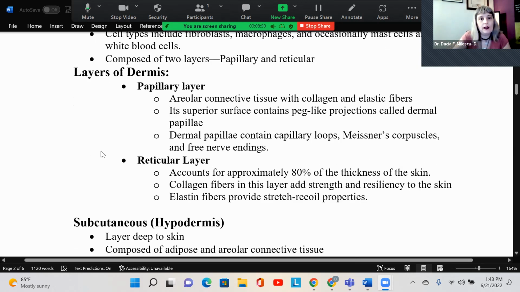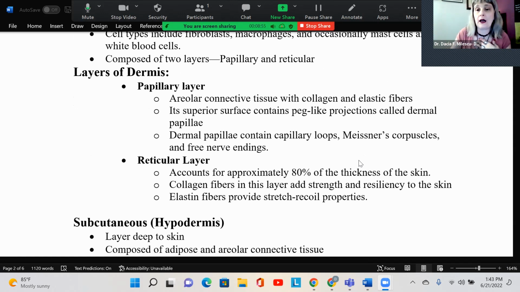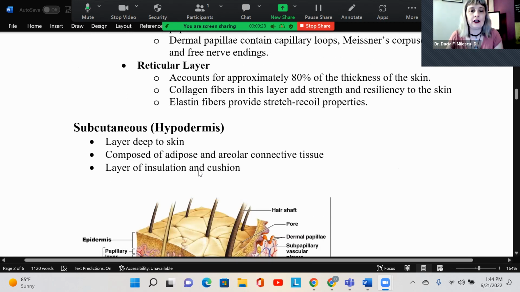All right, now let's go over the layers. The papillary layer has areolar connective tissue, which contains all three types of fibers, the collagen, the elastic, and the reticular. It mostly contains the Meissner corpuscles, which are nerve endings, and some capillaries. Now, the reticular layer is 80% of the thickness of the skin. It has mainly collagen fibers to add some strength, but it also contains elastin, or elastic fibers, to allow for stretch and recoil. And then finally, the hypodermis, which is the deepest layer.